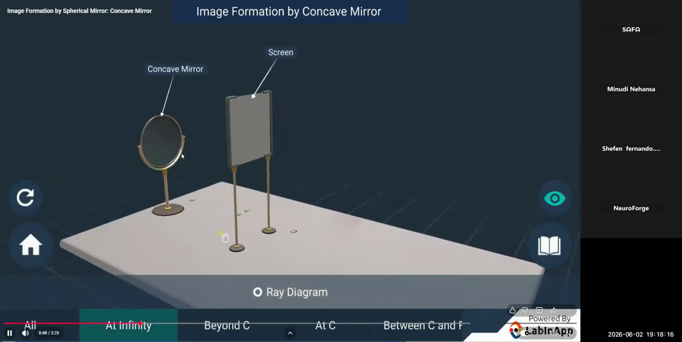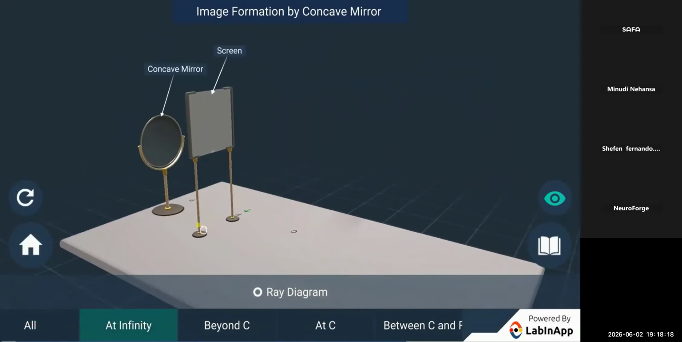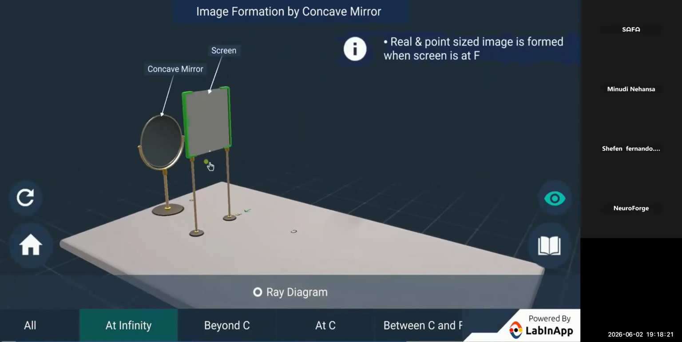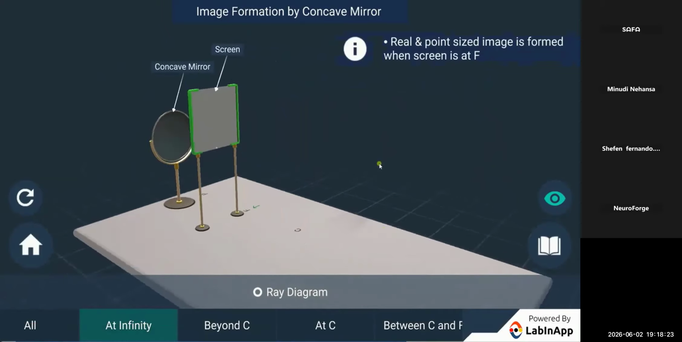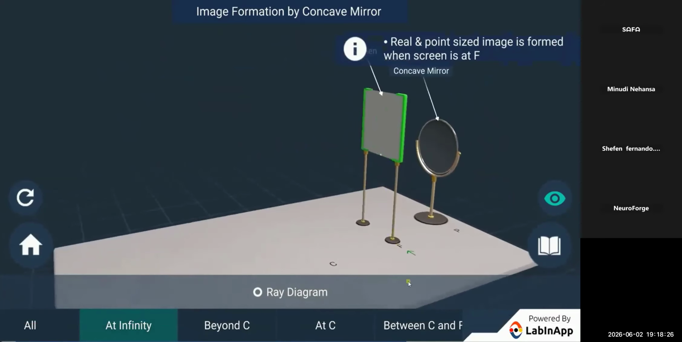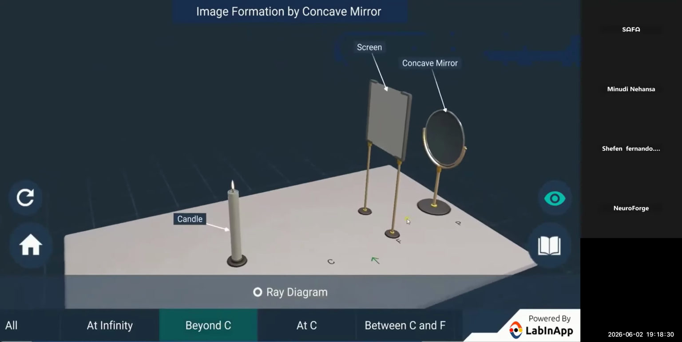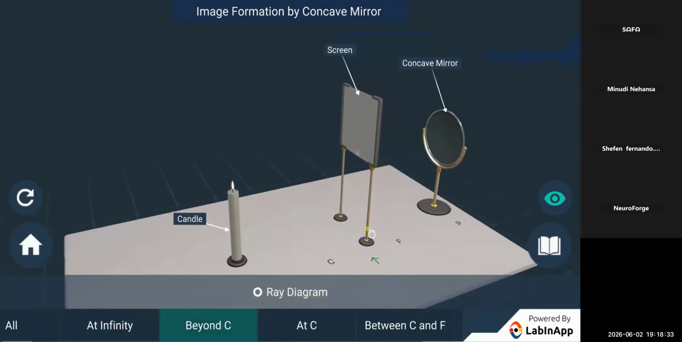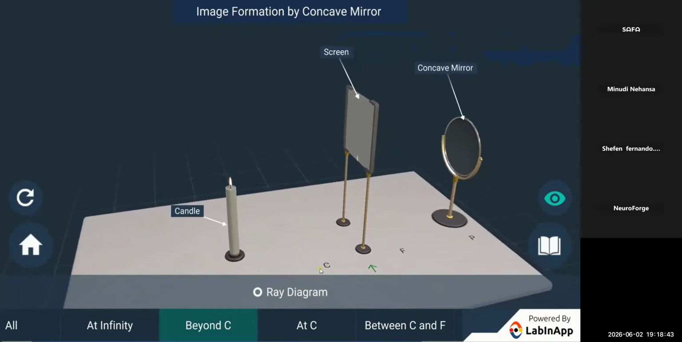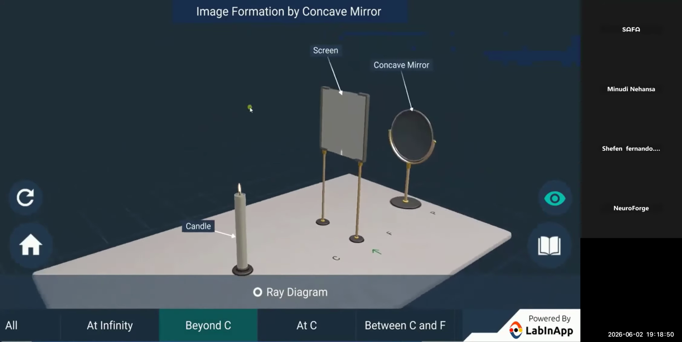Adjust the position of the screen until you get a sharp image. We can see that a bright point-sized image is formed on the screen when the screen is in the position F. With the candle placed beyond the position C, adjust the screen until you get a sharp, bright image of the candle flame on it. We can see that a sharp, bright candle flame image is obtained on the screen when the screen is placed between C and F. The real image formed on the screen is inverted and diminished.